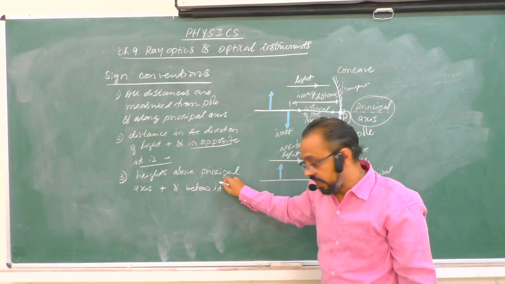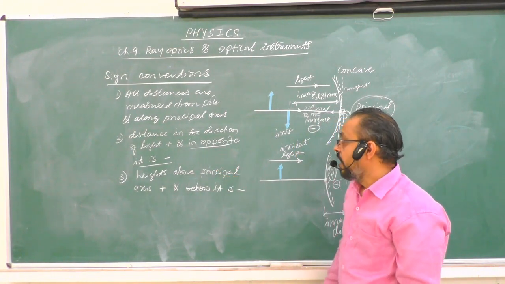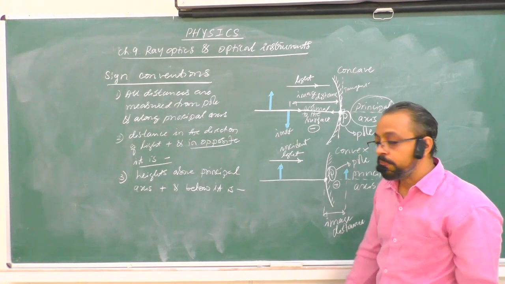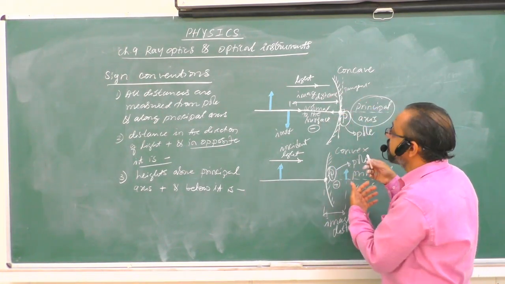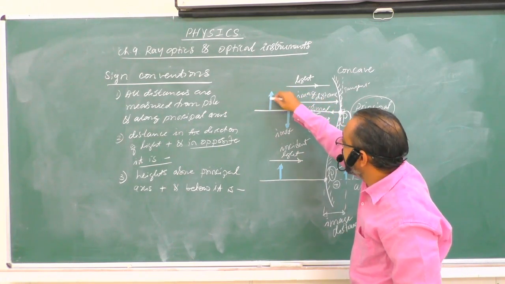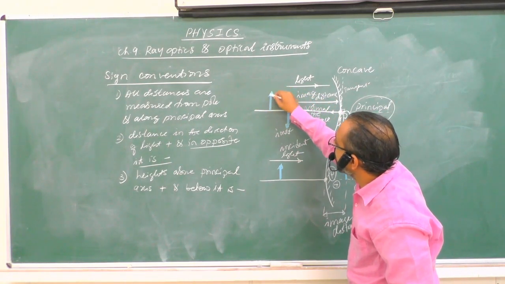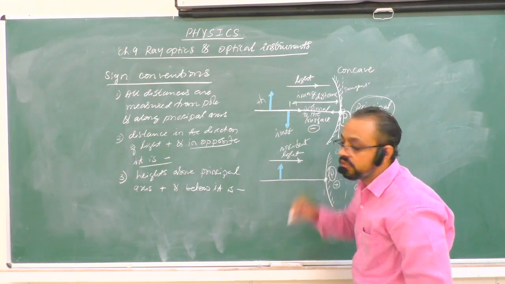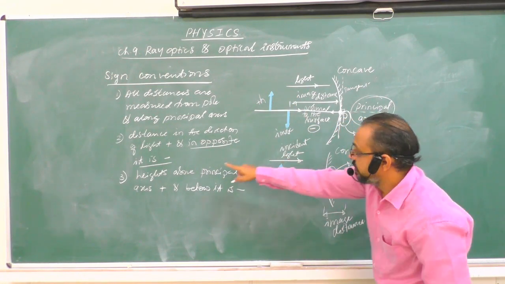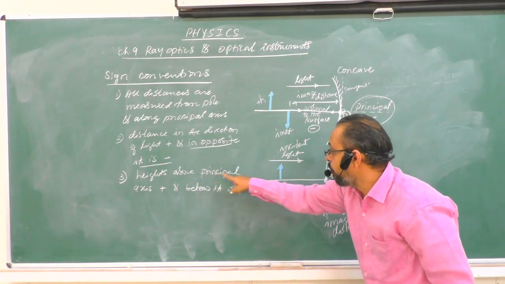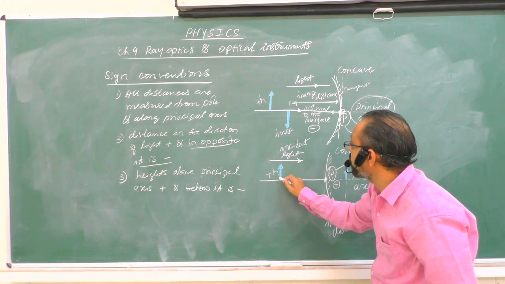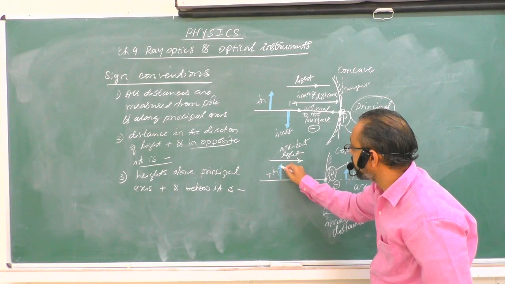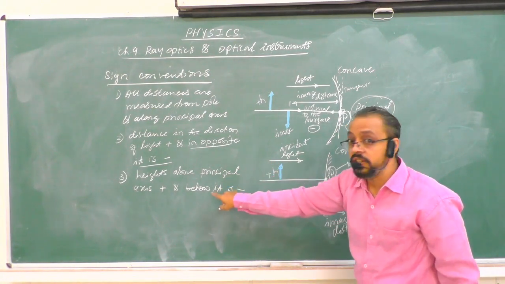So this is all about point number 2. Let me take the third point: heights above the principal axis are positive. See either of these pictures. Here, this height is taken as positive height. Heights above the principal axis are positive, because if we measure the height from the principal axis, this should be taken positive in accordance with the convention.